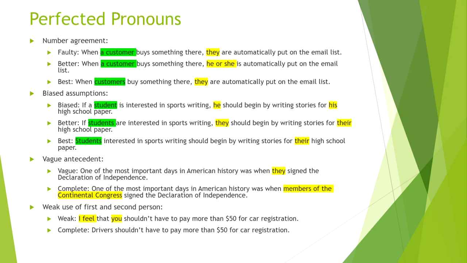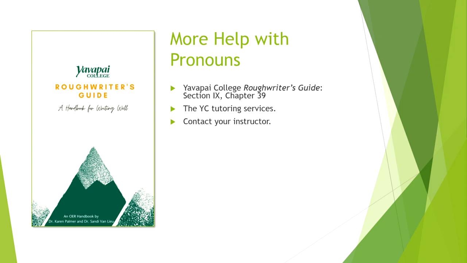Who is the you here? So to make the thought more complete and make it more concise as well, you can say exactly who the you is you're talking about. In this case, it's really drivers, right? So drivers shouldn't have to pay more than $50 for car registration. So notice by dropping the vague I and the vague you, the statement is really stronger as well and much more concise, okay? So those are some of the problems that come up with pronouns.